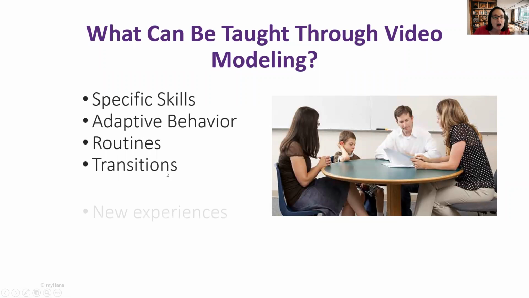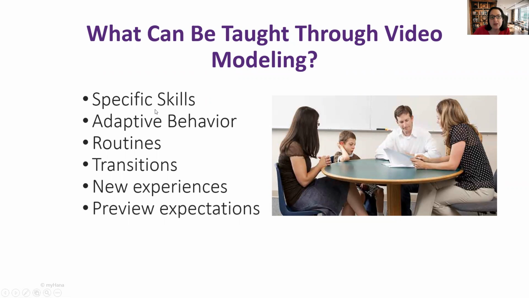So what can be taught? Once again, specific skills or adaptive behavior. What can you do instead of another behavior? How can you meet people? Routines, how to transition from one thing to another, new experiences, and a preview of expectations. So you can be using video modeling to teach how to play appropriately, to talk, to do self-care, academic skills. It's really a good tool for this. Throughout the school day or at home, many children with autism can use this.